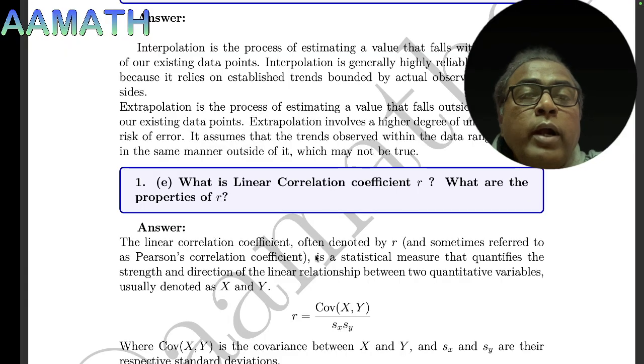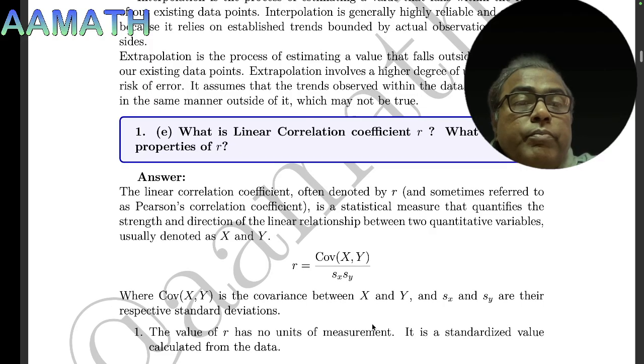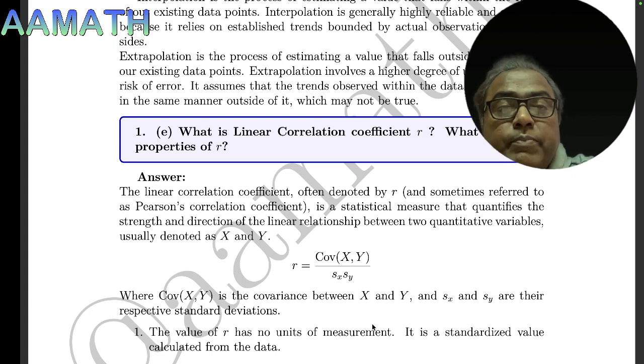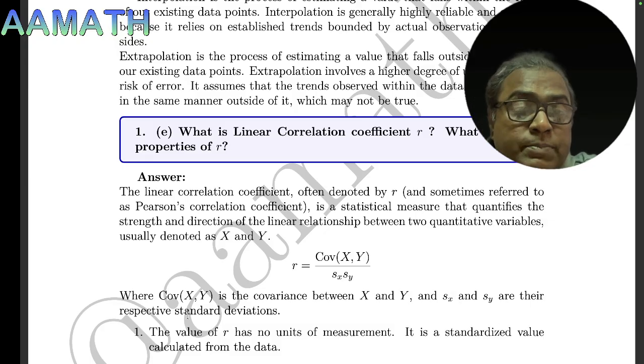Next, question 1e: what is linear correlation coefficient R? What are the properties of R? Linear correlation coefficient, often denoted by R and sometimes referred to as Pearson's correlation coefficient, is a statistical measure that quantifies the strength and direction of the linear relationship between two quantitative variables, usually denoted as x and y. R equals the covariance of x and y divided by Sx Sy, where Sx and Sy are their respective standard deviations.